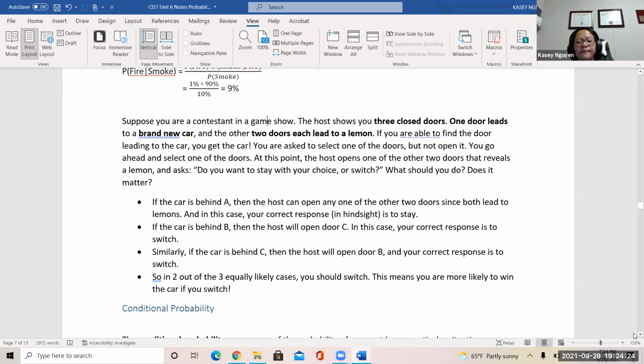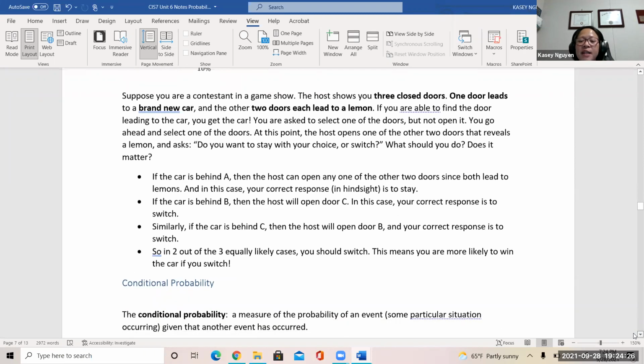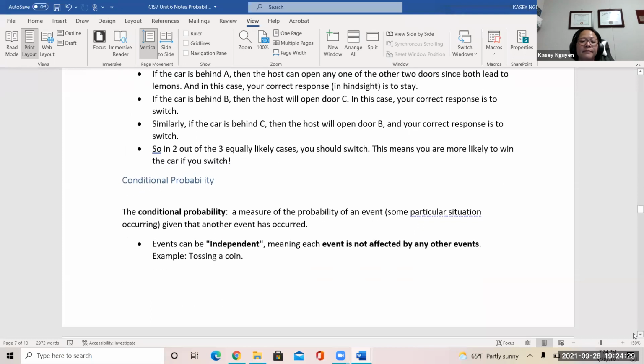Okay. But most people stay. So this leads us to what we would see as conditional probability, that you would have a condition that's applied, right? Like the host reveals the car or not the car behind a certain door. So based on that, you would have some kind of conditions that would apply to likely what would happen in your choice.